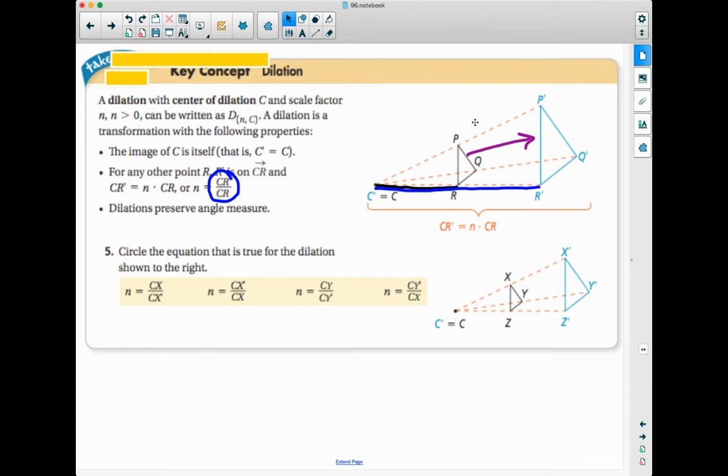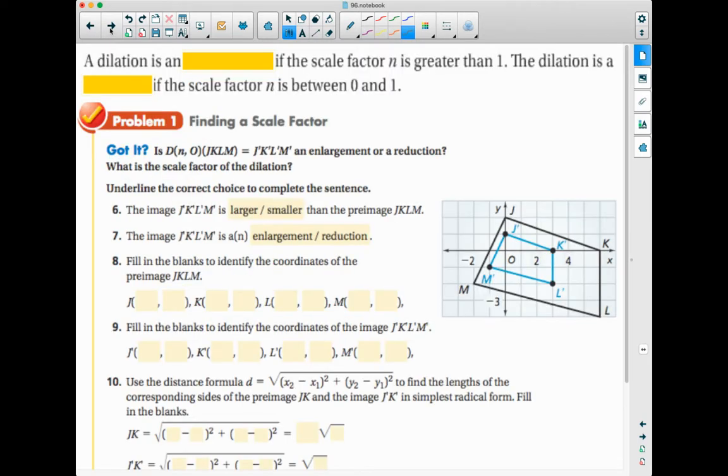Circle the equation that is true for the dilation. All right, so in this case, we're looking for image over pre-image. Which one shows an image over a pre-image? That's going to be that one right there. So I have CX prime over CX. All right, so that's what I'm looking for. If you look at the rest of them, like this one right here, I have the prime on top, but notice that those segments don't correspond to each other. I have CY and CX. So that one's trying to trick you there.